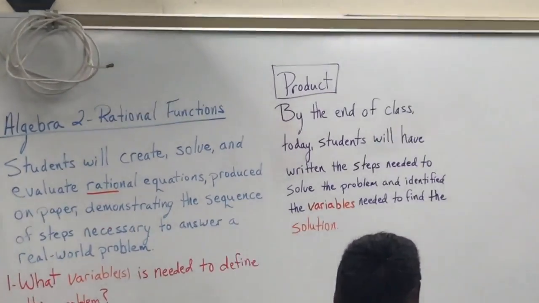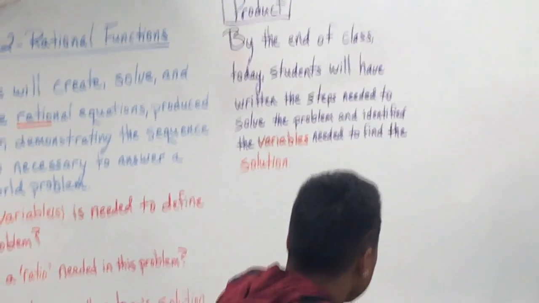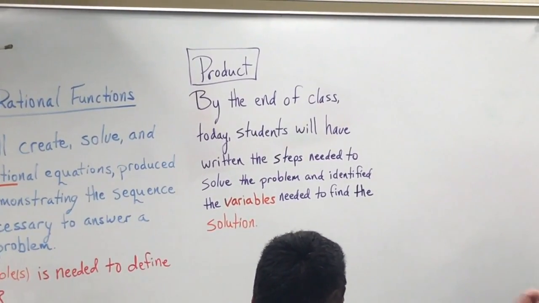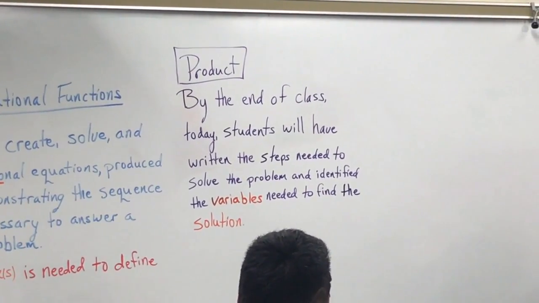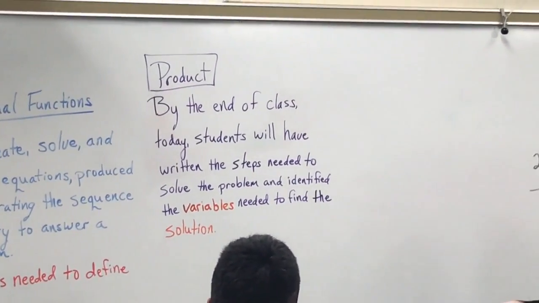By the end of class today, the product that you're going to turn in for your exit ticket is that you will have written the steps needed to solve the problem, we'll write them on the back of your papers, and identified the variables needed to find the solution. Now again, my vocabulary words are in orange, just like before.